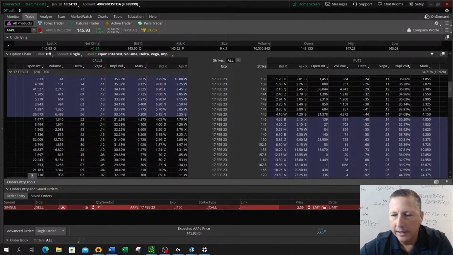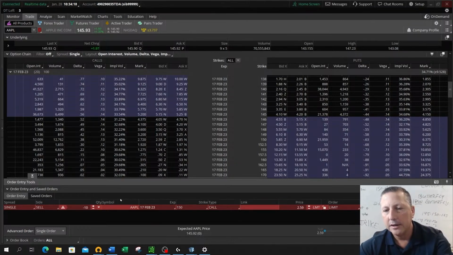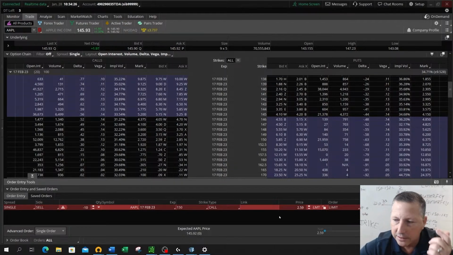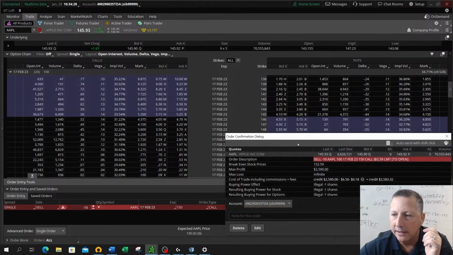And then once you've completed exactly what you want to do in here, your quantity, make sure you have the right expiration and strike price. Make sure you have the right price you want to trade something at, day order, your instructions. You hit confirm and send.